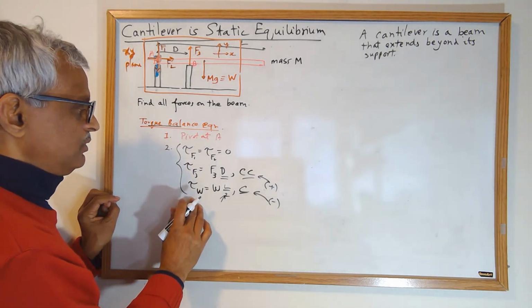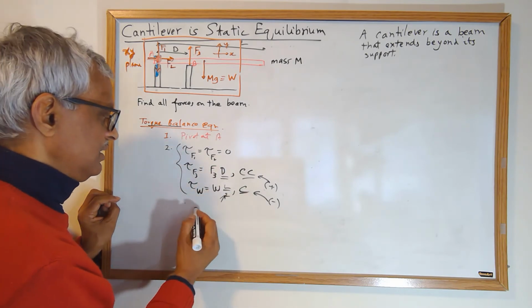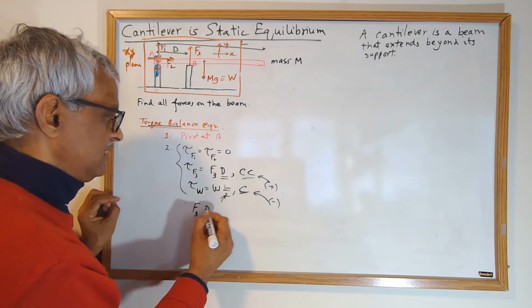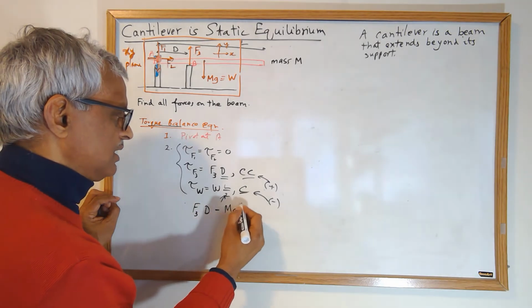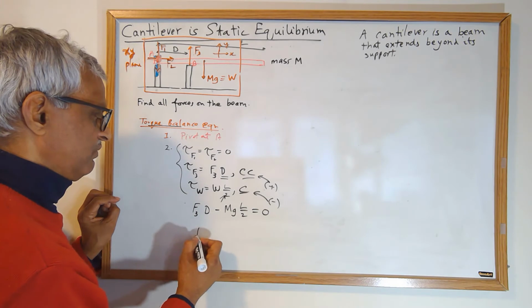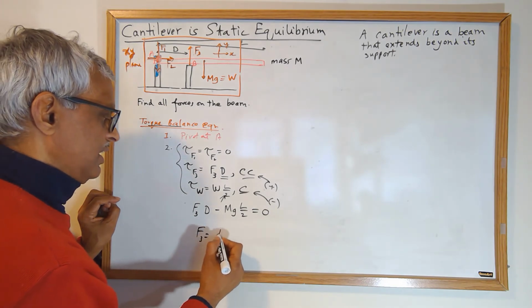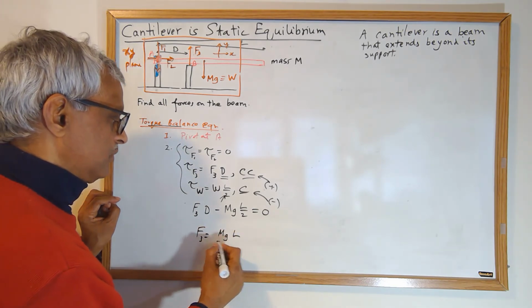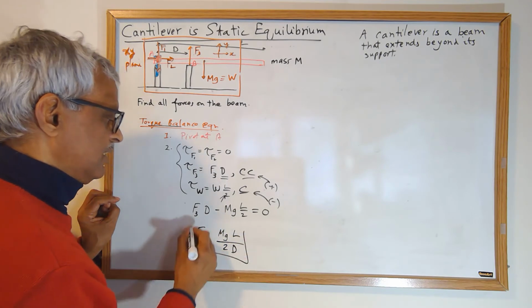So I am going to say this is F3 D minus mg L over 2, and that adds up to 0. So I solve this for F3. F3 is mg L over 2D. So I got one right away.